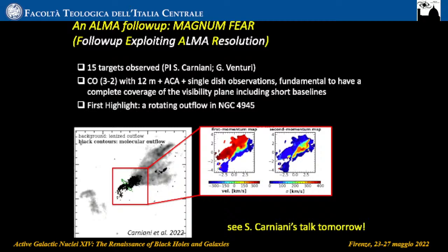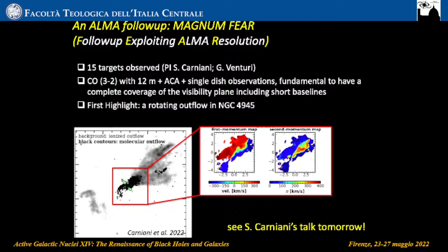Then we had an ALMA follow-up of our MAGNUM sources. We have 15 targets observed with ALMA. The PIs are Stefano Carniani and Giacomo Venturi. We observed CO(3-2) with both the 12 meter array, ACA and single dish observations. And this is fundamental to have a complete coverage, including the short baselines that are fundamental in such bright and nearby sources.